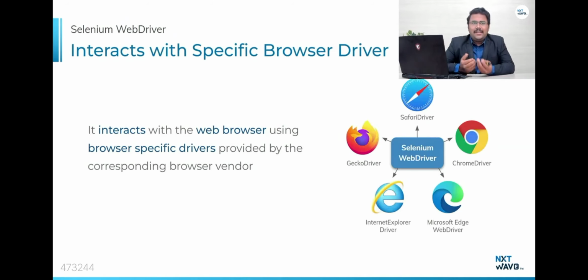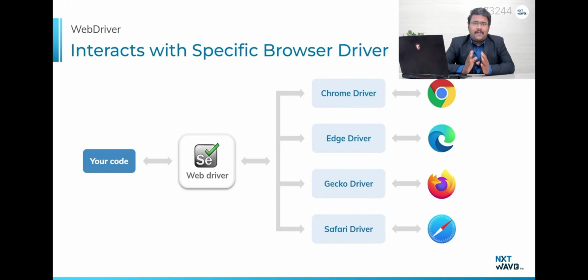Selenium WebDriver interacts with the web browser using browser-specific drivers provided by the corresponding browser vendor. Think of it like this: every web browser out there, for example, Internet Explorer, Microsoft Edge, Chrome, Firefox, and so on, has its own browser driver on which the application runs, and this driver is responsible for making the browser understand the commands that are passed from a script. So Selenium WebDriver acts like an interface between the test cases you write and the code that you want to execute, and the corresponding web browser driver.